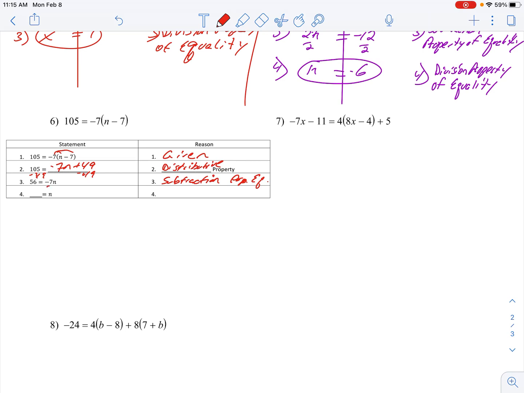And then lastly, blank equals n. So they get rid of that negative 7, and the way they get rid of that is by using division, and they get negative 8. So negative 8 is n, and we use the division property there. So division property of equality.